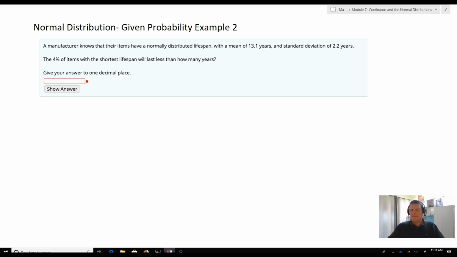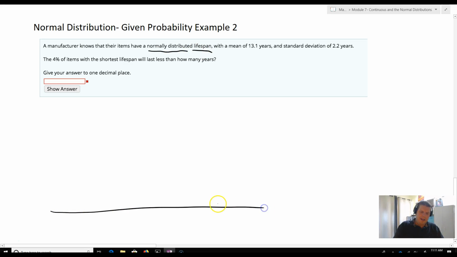In this case, a manufacturer knows that their items have a normally distributed lifespan with a mean of 13.1 years and a standard deviation of 2.2 years. The 4% of items with the shortest lifespan will last less than how many years? So, one, I notice that it's a normally distributed lifespan.